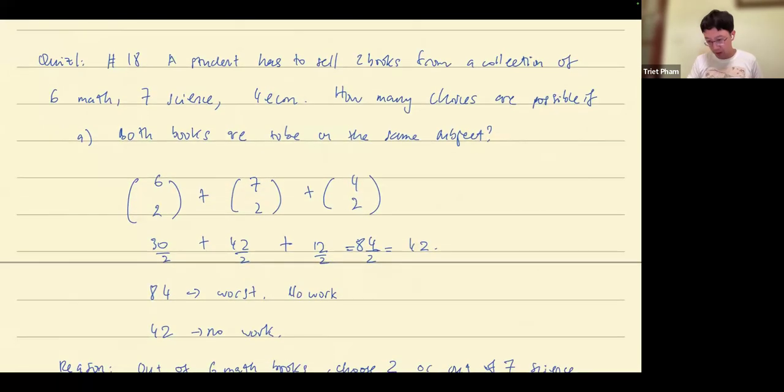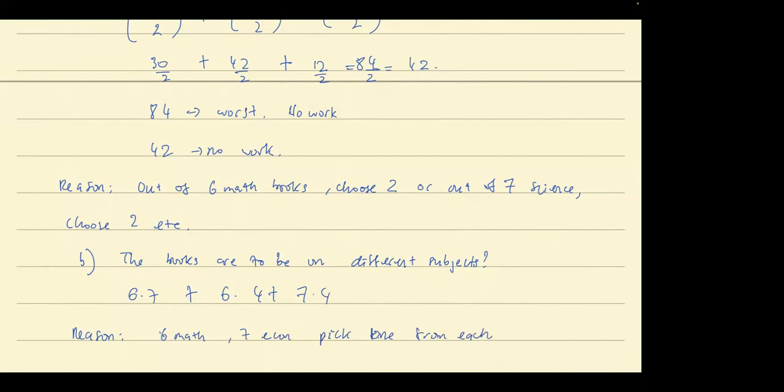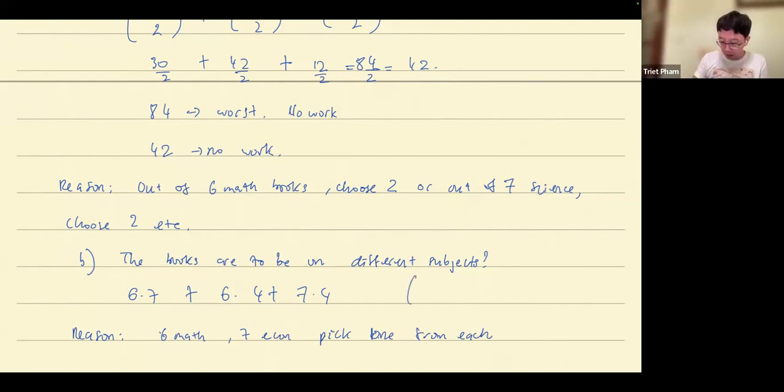6 times 4, that's correct. That's the right answer. And again, if you want to be careful and make sure you cover all ground, you can say the reason. For example, there's 6 math and 7 econ, and you pick one from each. Would it also be correct to say 6 choose 1 times 7 choose 1 plus, and so on? Yeah, that's also acceptable.